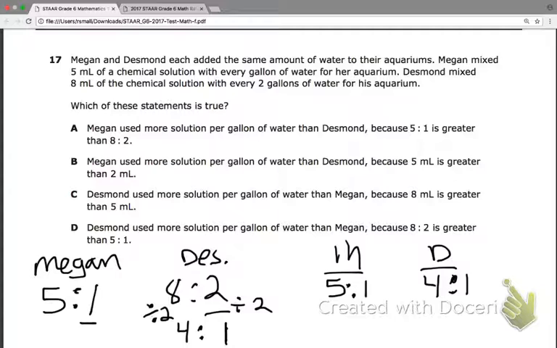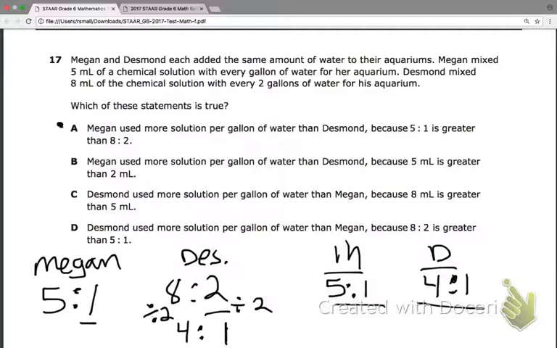A. Megan used more solution per gallon of water than Desmond because 5 to 1 is greater than 8 to 2. Okay, well, we reduced 8 to 2 to be 4 to 1, and we can compare it and see that 5 to 1 is greater than 4 to 1, also known as 8 to 2. So maybe.